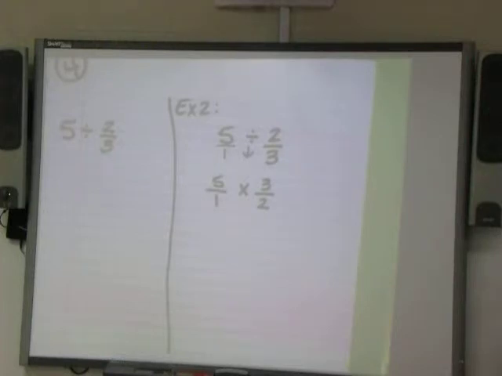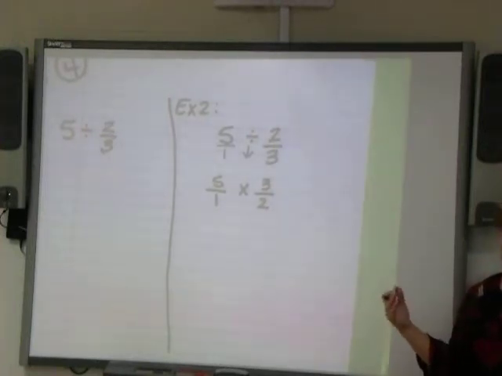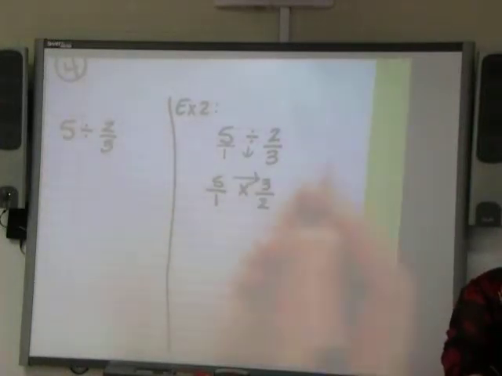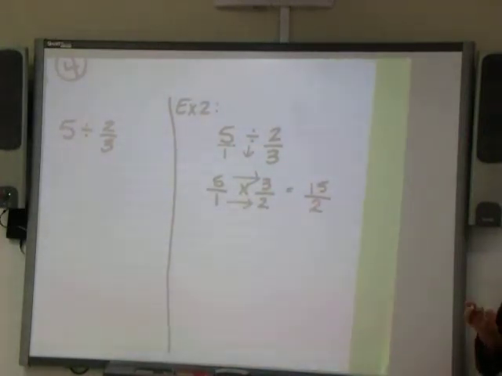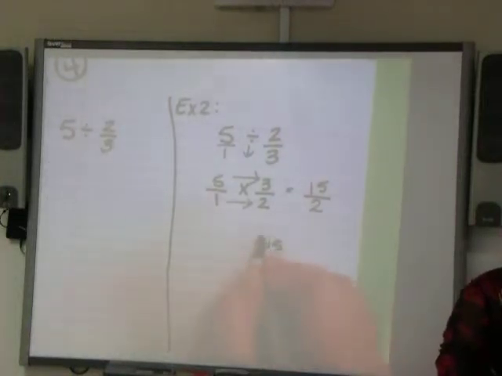Is there anything on the inside that I can simplify? No. 5/1 can't, 3/2 can't, 5/2 can't, 3/1 can't. So that means once I do my multiplying across top and bottom, then that's the simple form. So 5 times 3 is 15. 1 times 2 is 2. The only thing is, it's an improper fraction. So that means 15 divided by 2.